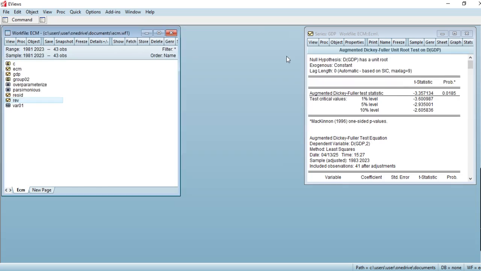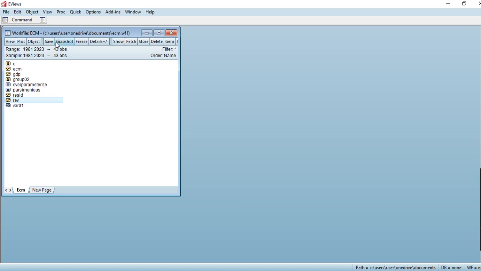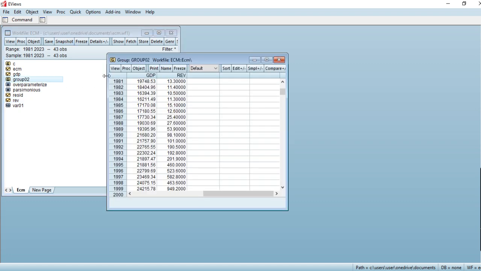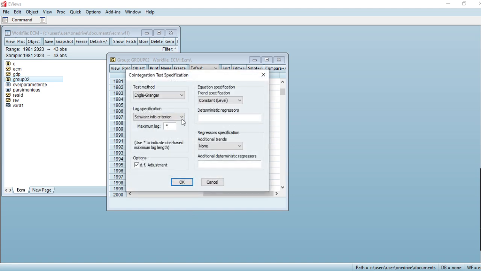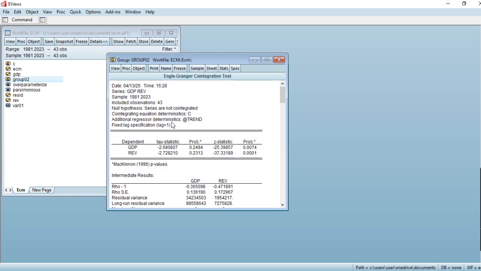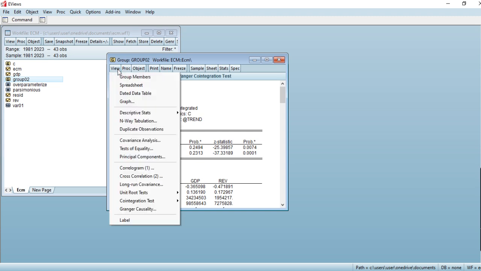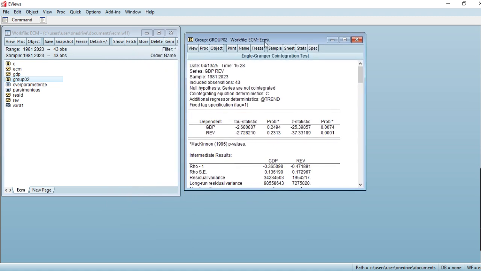Now that we've gotten the stationarity of our variables, we'll now check the co-integration. Let's see if both of them are co-integrated using the single equation test, the Granger co-integration test. Then put here trend. Click OK. Now our Granger co-integration test shows that GDP and government revenue are co-integrated. Now that we've ascertained that, don't forget we use one lag. So let us use the same lag for our Granger causality.